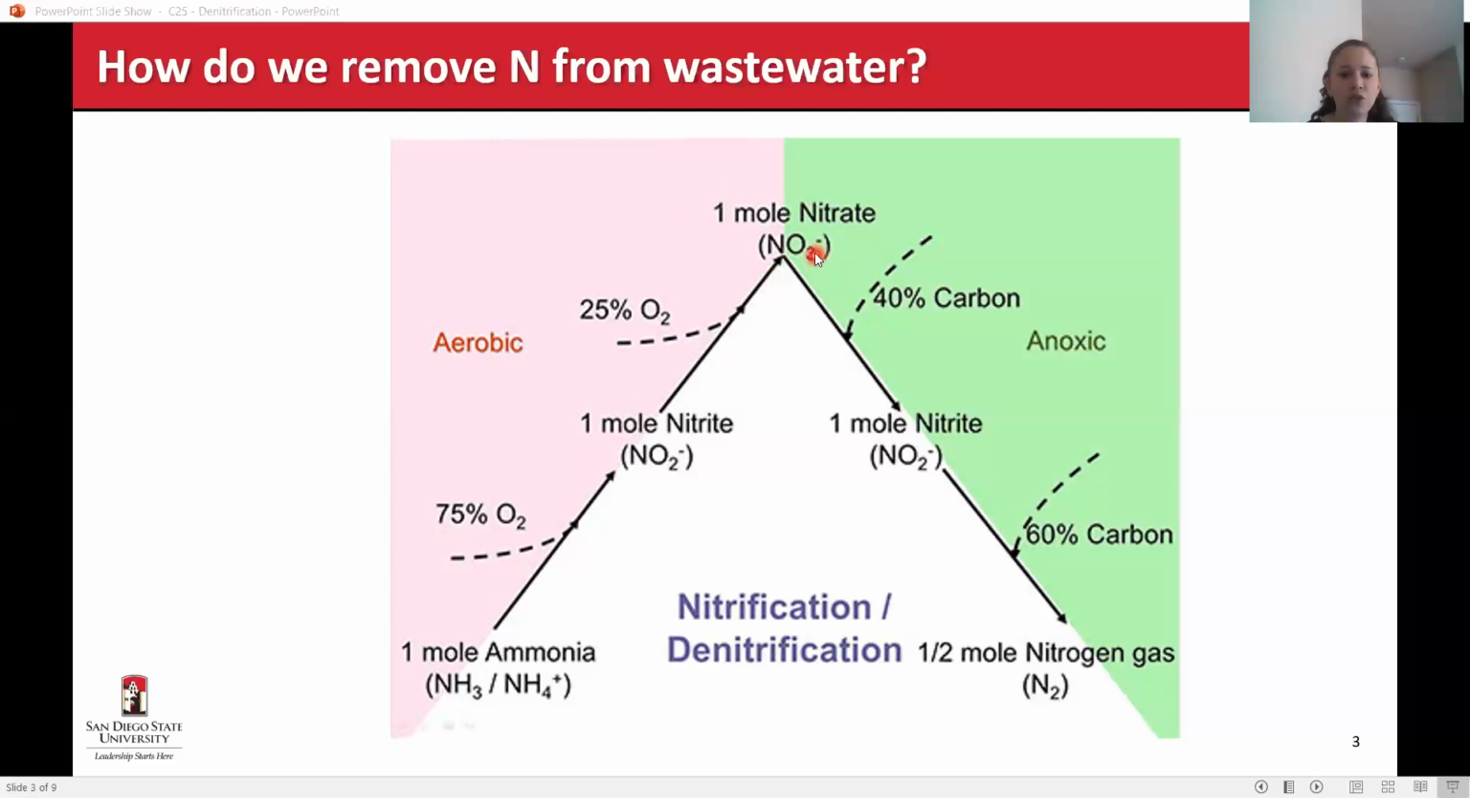And we switch to sort of an anoxic operation where we don't provide any more oxygen because we don't want that to compete as an electron acceptor, but we do have to add some carbon now so that we can force the nitrate to nitrite and then add some more carbon so that we can get it all the way down to nitrogen gas at the end. And so the goal is to get everything to nitrogen gas so that it can be released to the atmosphere and removed from the wastewater.